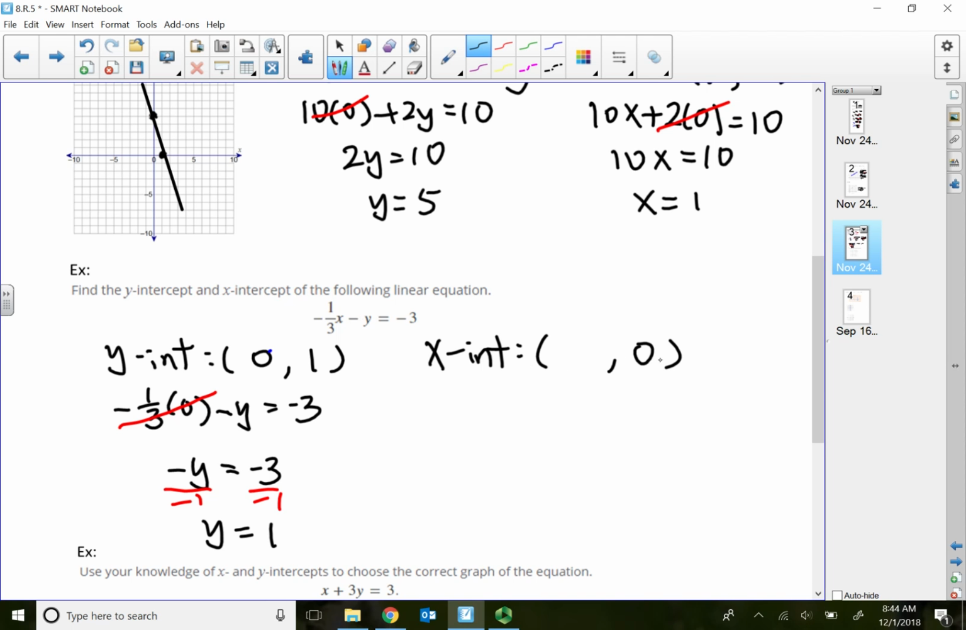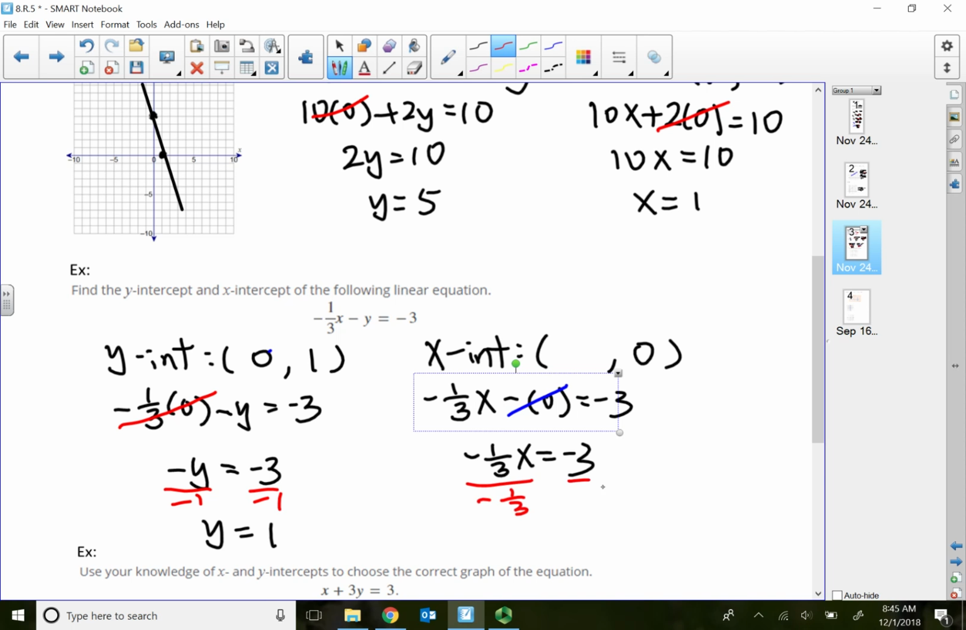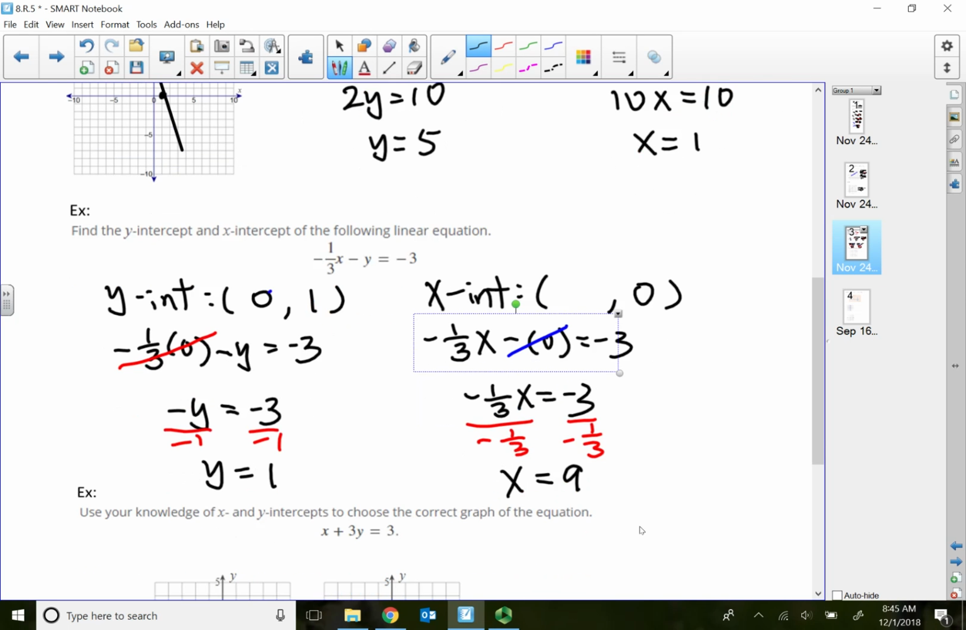All right, so find x-intercept means y is 0, so this is going to be negative 1/3 x minus 0 equal to negative 3. All right, negative 1 times 0 is 0, so that term is gone. So I end up with negative 1/3 x equal to negative 3. So if you divide both sides by negative 1/3 in your calculator, then x got to be positive 9. Okay, if you type it in, make sure you put the negative 1/3 in the parentheses when you type it in. Okay, so the x-intercept is going to be (9, 0).